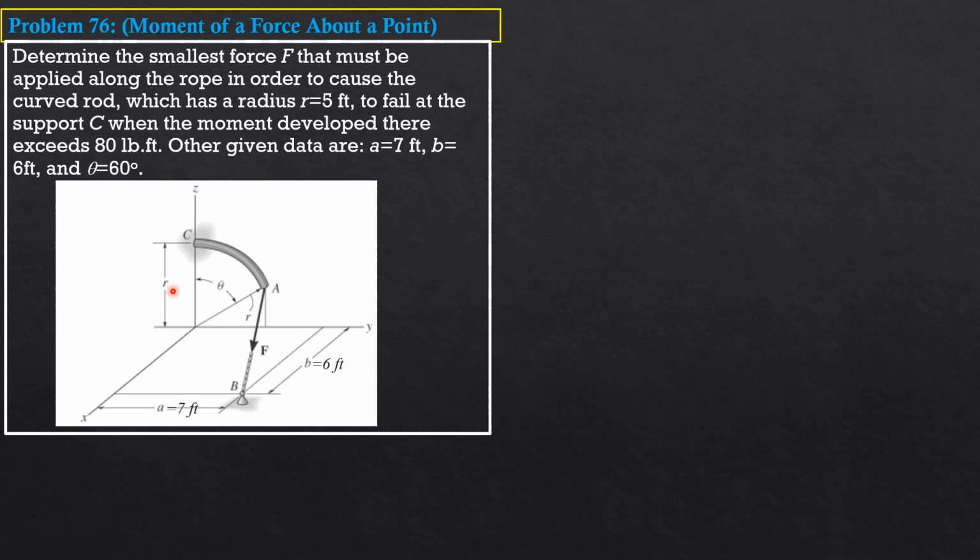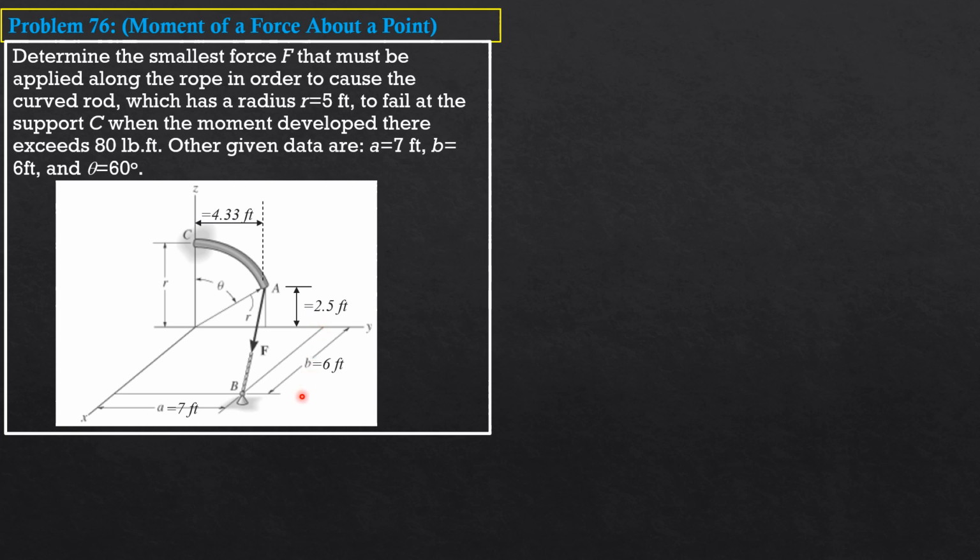Therefore, because R is 5, this horizontal distance along y is 5 sine of 60. 5 sine 60 is 4.33 feet. So the horizontal distance between A and B therefore is 7 minus 4.33, and that is 2.67. Not shown here, but the delta y between A and B is 7 minus 4.33, 2.67 feet. Then this vertical distance between A and the floor, the xy plane, is 5 cosine of 60 degrees. So that's 2.5.